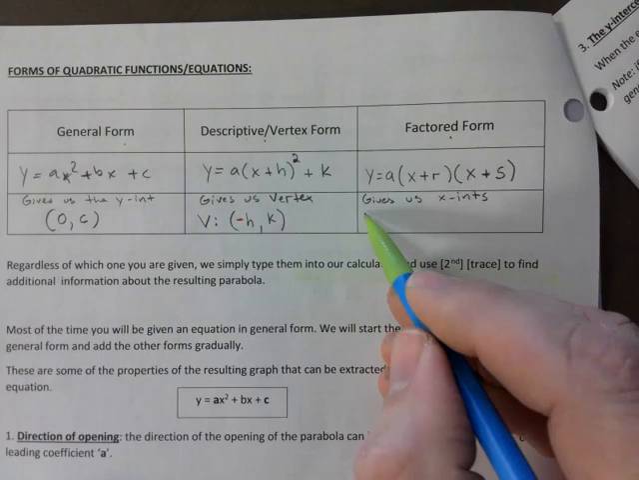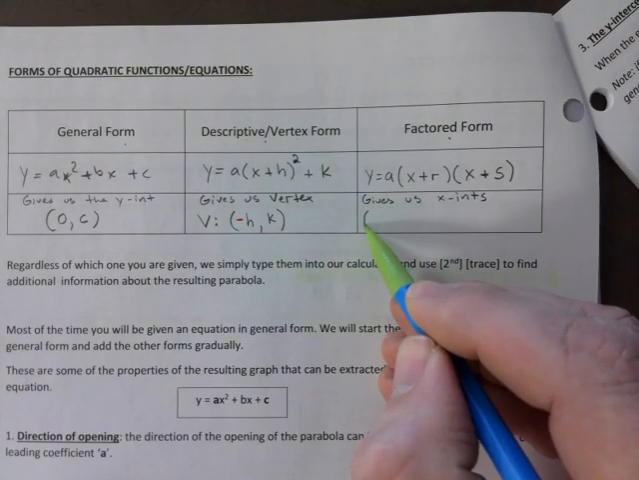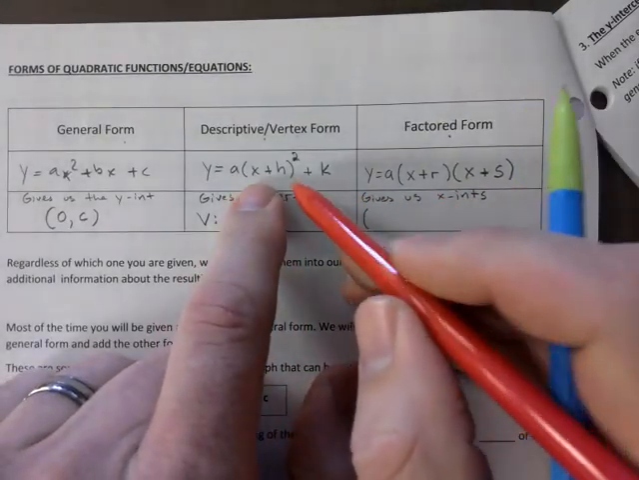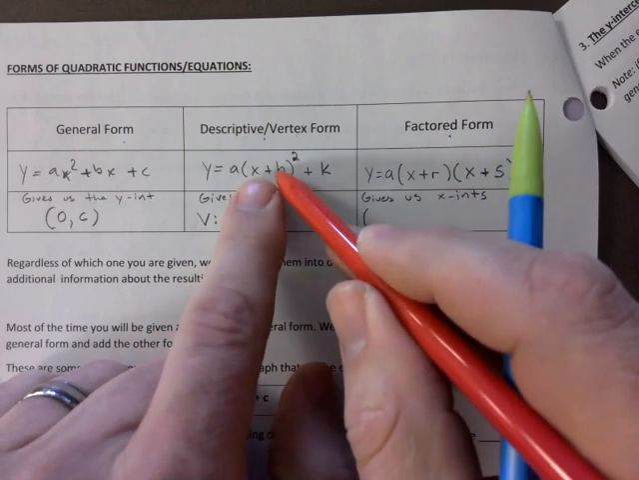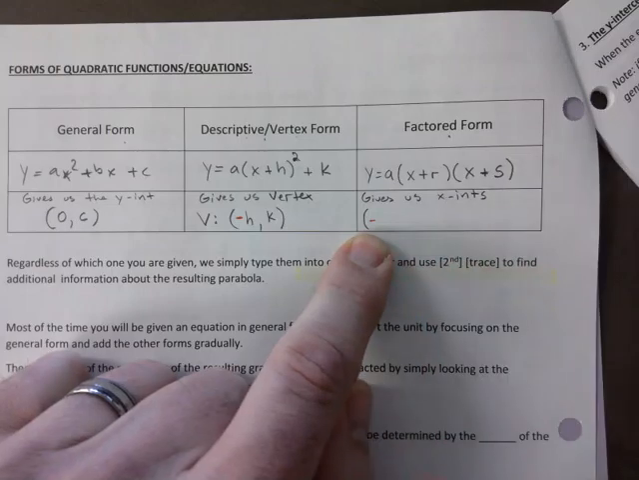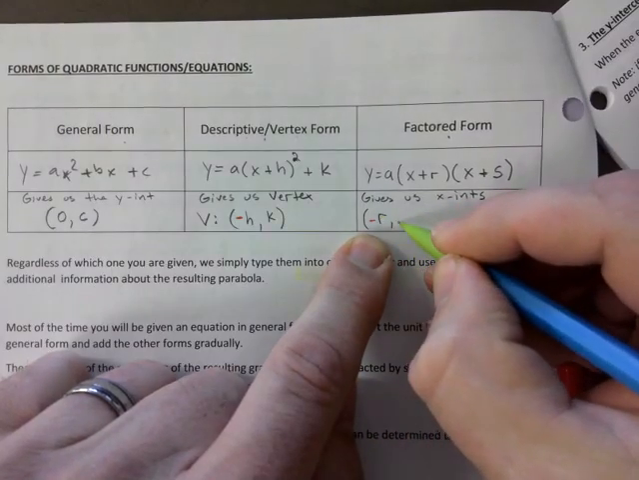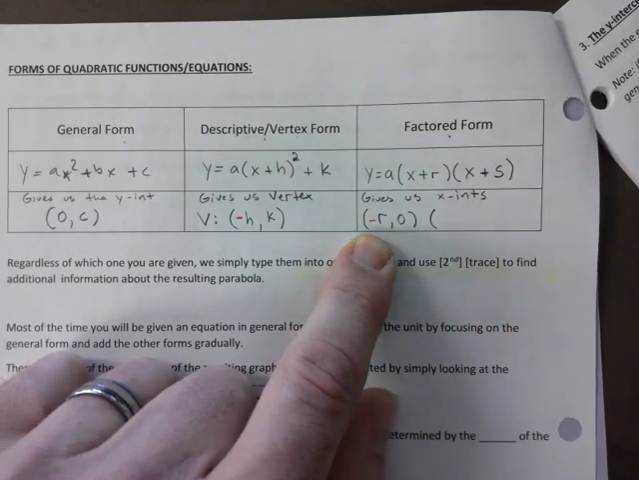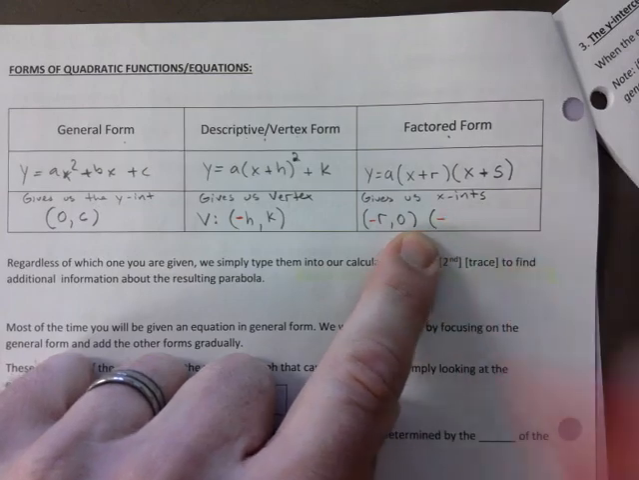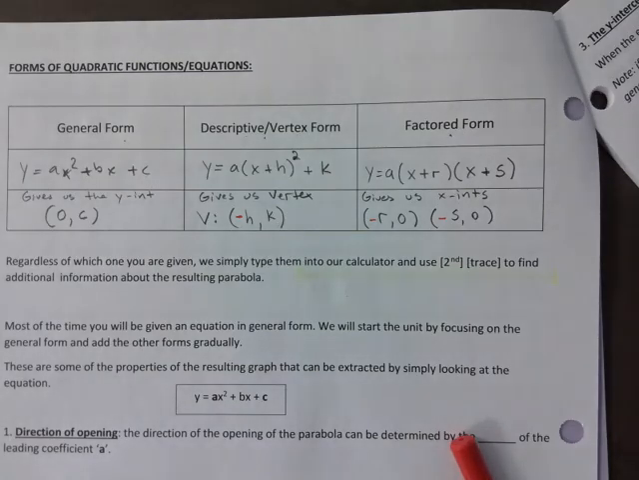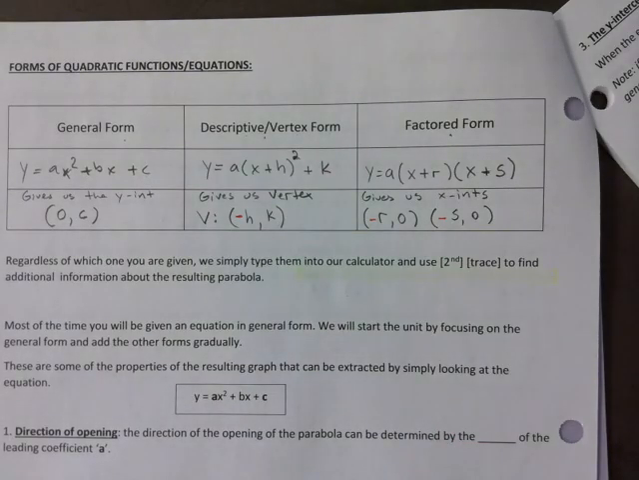It crosses it twice. So the first one would be, watch this. It's kind of like, this is the pattern. If you take something out of a bracket, you're going to change the sign. So here, you go negative r, 0. And if there's a second x-intercept, then it'll be negative s, 0. I didn't mention that before to students, but yeah, if you take it out of a bracket, you change the sign, okay?